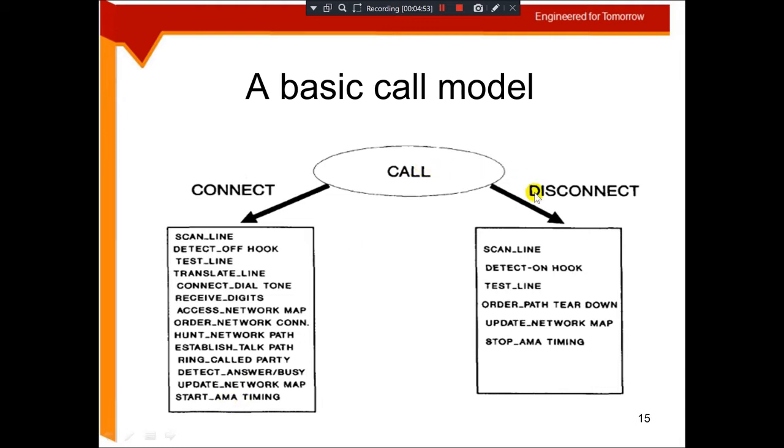When it comes to disconnection, again scan the line, detect the off hook, test the line, order the path to go down and update the map, then stop the timer because the call has been disconnected.